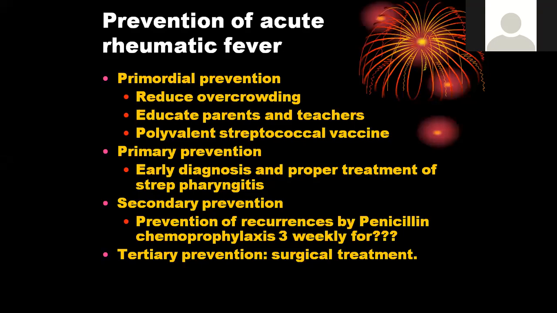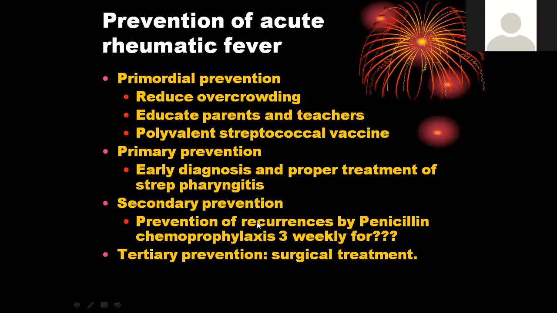So treat it for 10 days. Then you have secondary prevention. Secondary prevention means once you have had rheumatic fever, now what do you do? Secondary prevention basically aims at preventing recurrences. This disease is punctuated with recurrences. So these recurrences will make the disease worse with every recurrence.